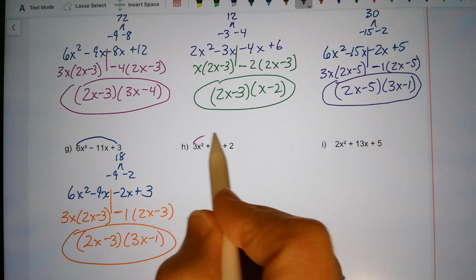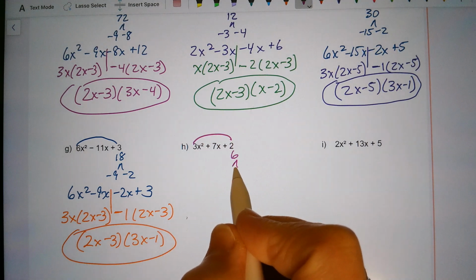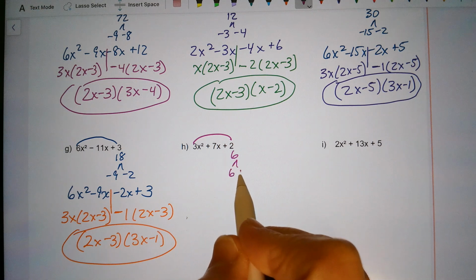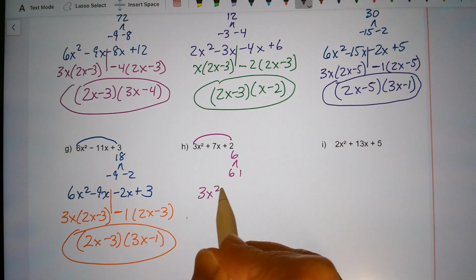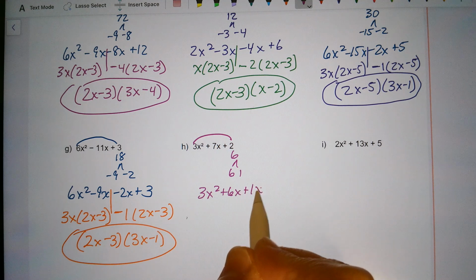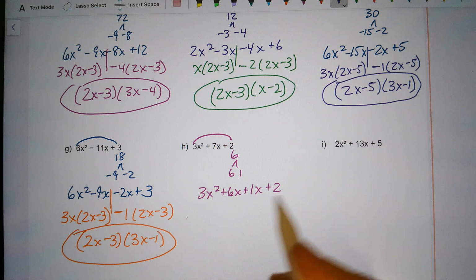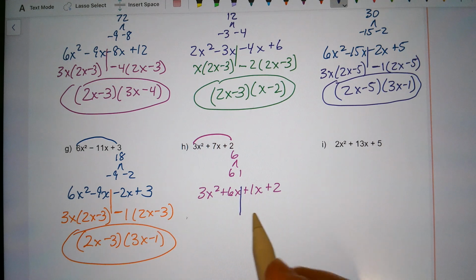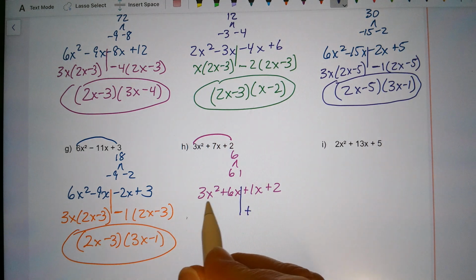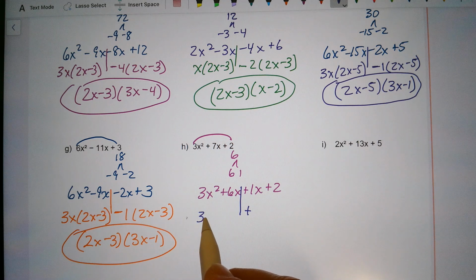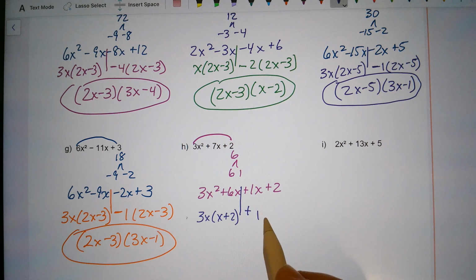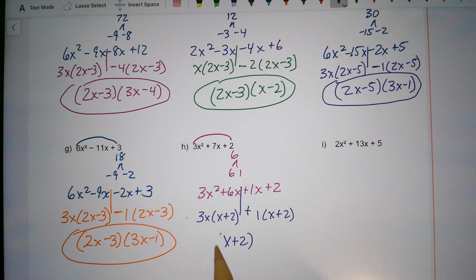No GCF to all 3. Factors of 6 that sum to 7 are 6 and 1. 3x squared plus 6x plus 1x plus 2. 4 terms split, so we're grouping. Bring down the operator. Take out the GCF of the first two terms, and of the last two terms. So x plus 2 times 3x plus 1 is our factorization.